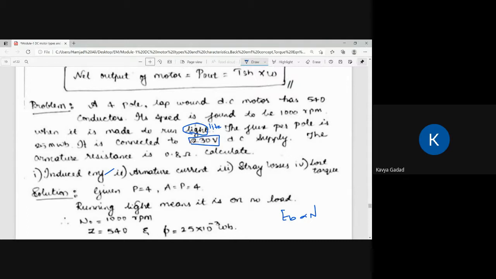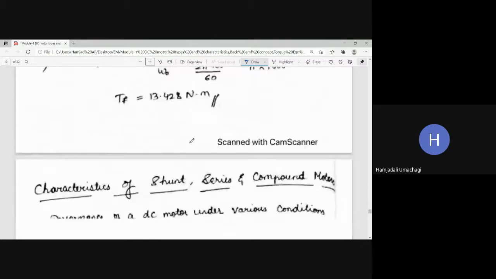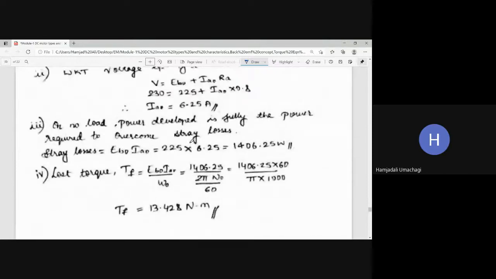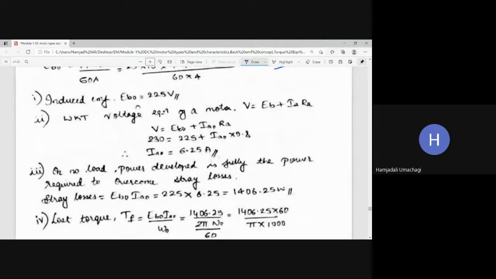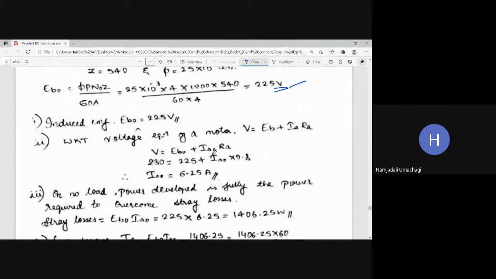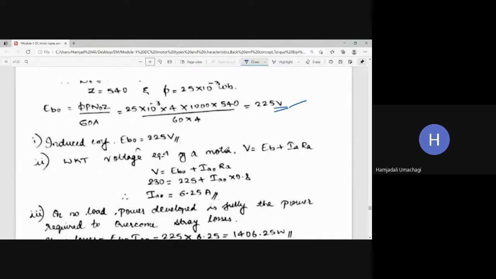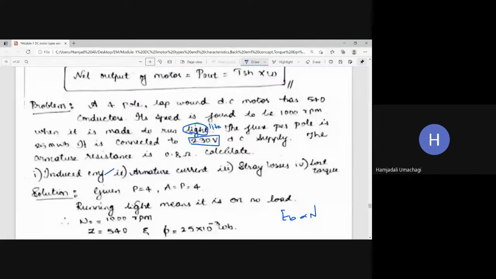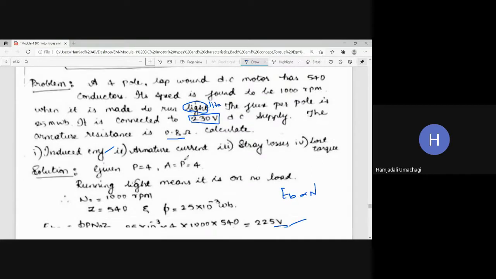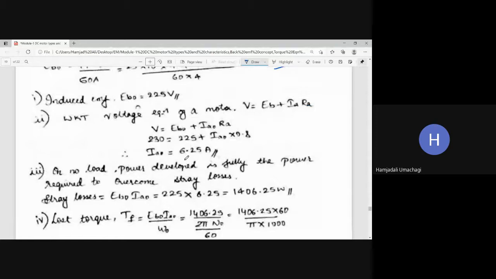230 volts. So it is 230. V is 230, EB naught is 225, which we have just calculated. No load current you need to calculate, and armature resistance is given in the problem here. How much armature resistance? RA value is 0.8 ohms. After substituting all the values, IA naught will be 6.25 ampere, because it is no load armature current. So you have calculated no load back EMF and no load armature current.